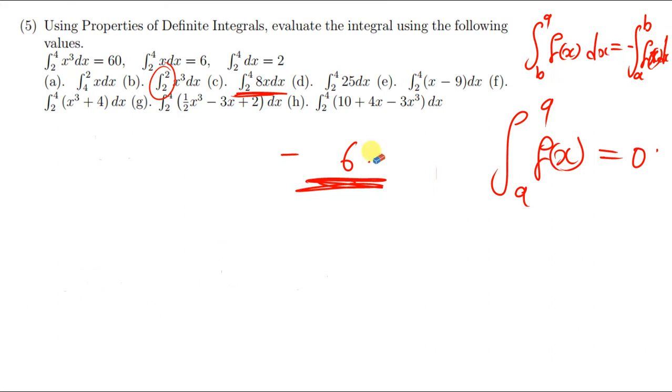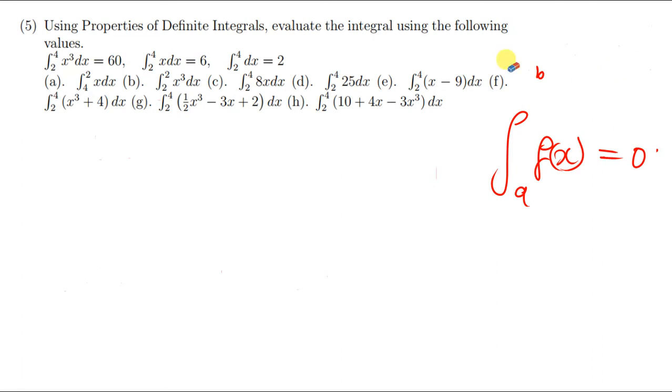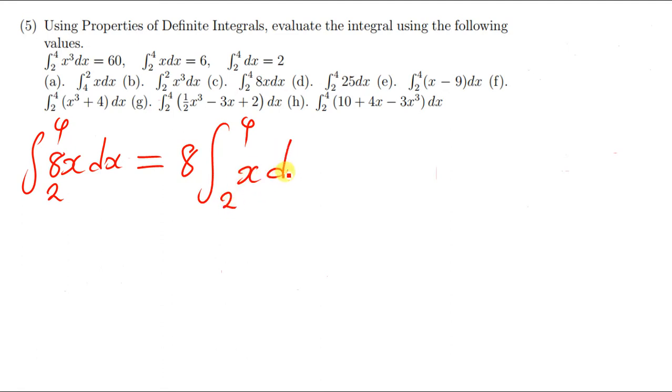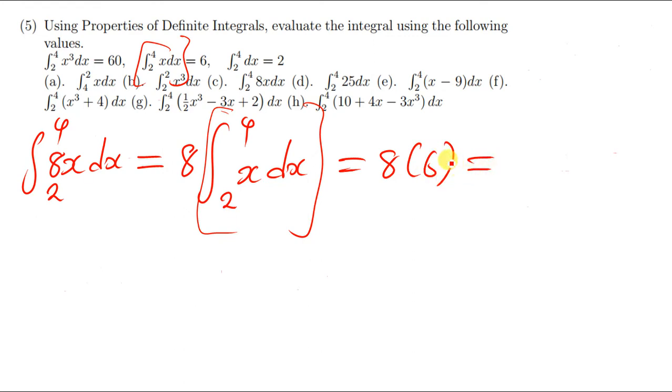Then let's look at this one. That one is also straightforward. We can see that there's a constant which is 8, so we can just factor out the 8. So we have 8 times the integral from 2 to 4 of x dx. This part has been given, which is just this part. So this can be written as 8 times 6, which gives us 48.